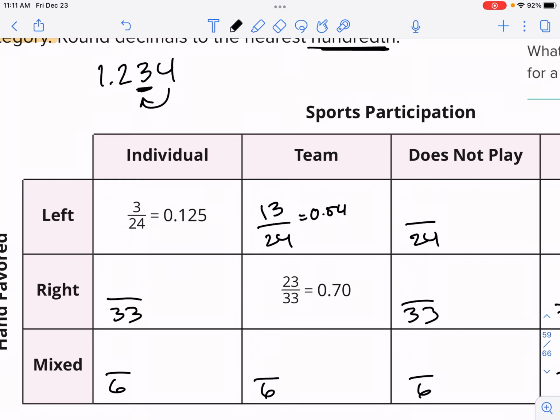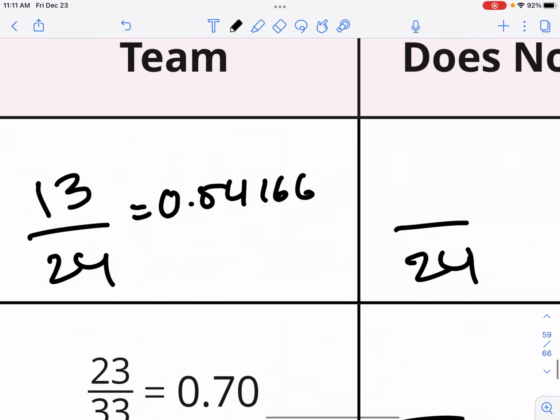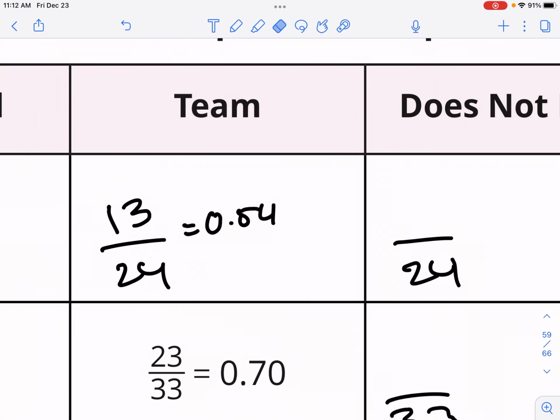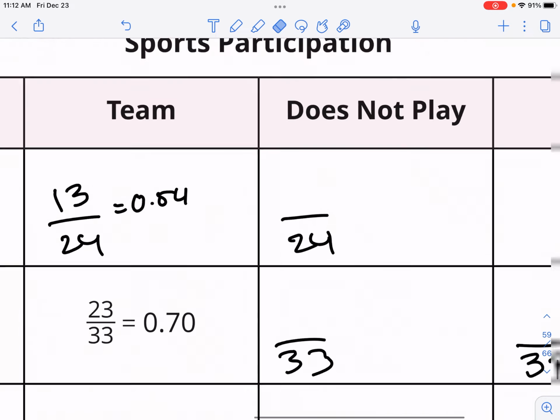0.54. I'm going to keep writing, but don't write this next part. 166 and so on. So when you round, I'm going to keep this 4, but this 1 tells me whether to keep the 4 or round up to make it a 5. If that number is less than 5, you keep it as a 4. If it's more than 5, you round it up. That would be 0.55, but since it's not, we'll get rid of this. We just keep it. So that is 0.54 or 54%. We'll just keep it as a decimal for the sake of this table. But let's go ahead and continue.